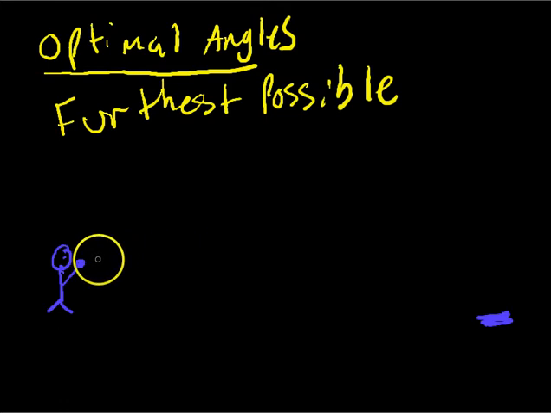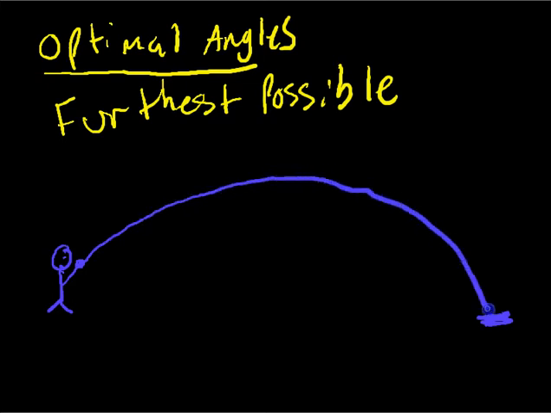Well, the book says, and it is true, that the optimal angle for a projectile is 45 degrees. So if I throw this ball at a 45 degree angle, it will go as far as possible based on how hard I throw it. So this angle right here is 45 degrees. If I were to throw it at an angle closer to maybe 20.